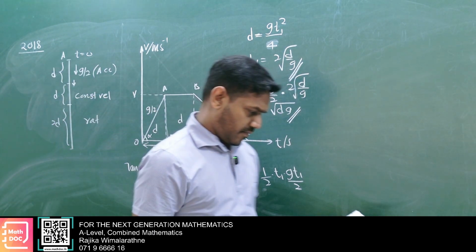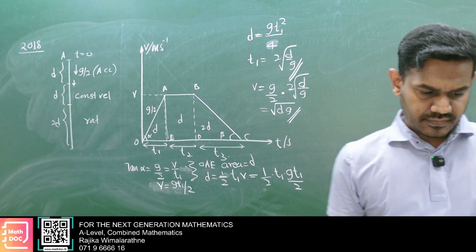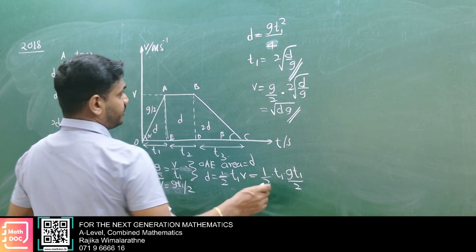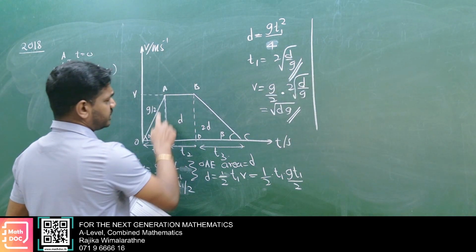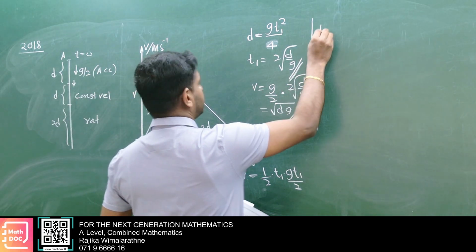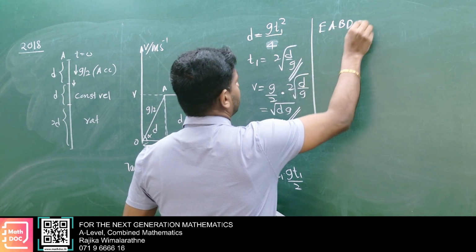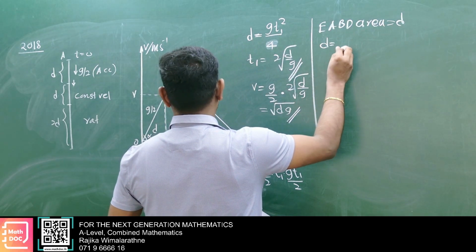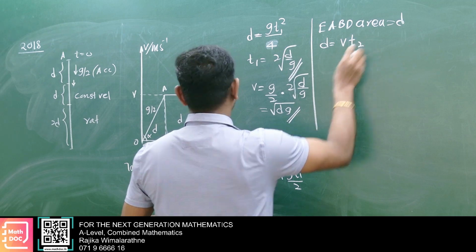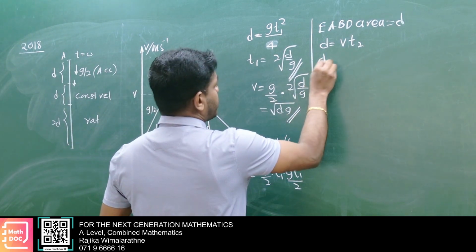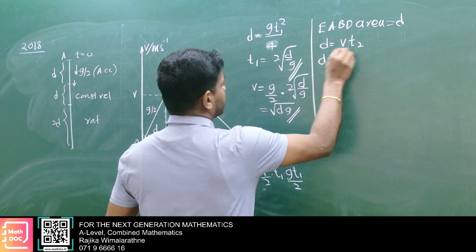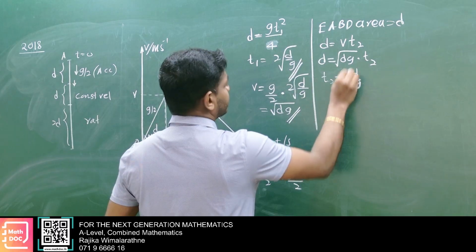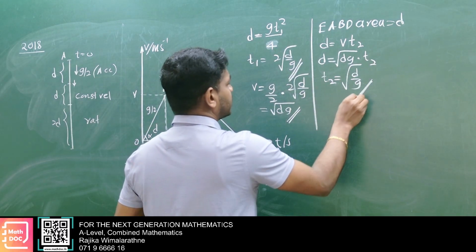Do alone. We have to find total time. Then next stage, constant velocity, d displacement, area EABD equals d, v t2. So t2 equals d over g.